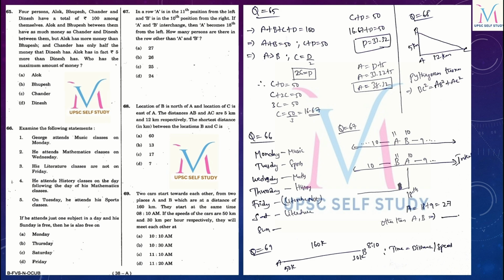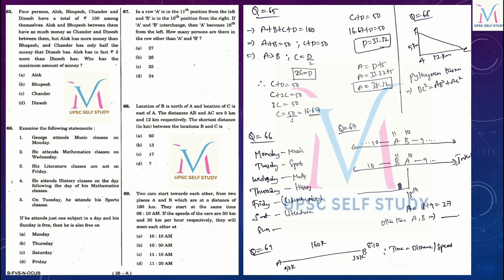So after interchanging A and B, in the second line, A will be at B's place and B will be at A's place. Obviously, now if you look at the second line, B is at the 11th position and A is at the 10th position, since it is saying that we have to interchange them.